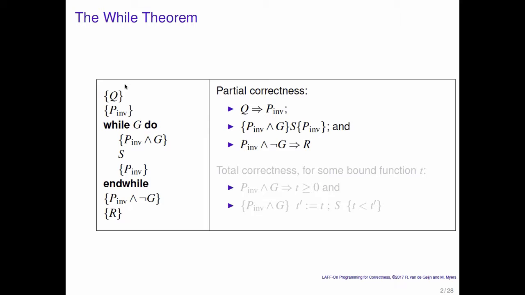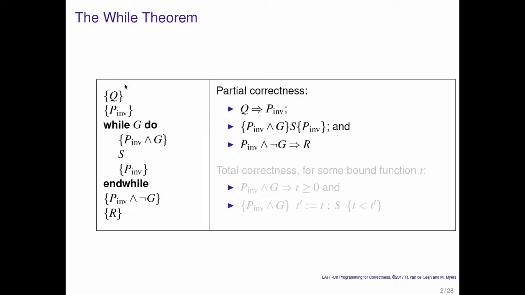Well, on the left you have a prototypical while loop that we have now annotated with a precondition Q, a postcondition R, and a loop invariant P sub inv. Hopefully you'll realize that the INV stands for invariant. And then we have a loop guard G. And in the previous unit we've already reasoned through how Q must imply the loop invariant, because you want the loop invariant to be true before the loop starts. That's the base case for our mathematical induction.